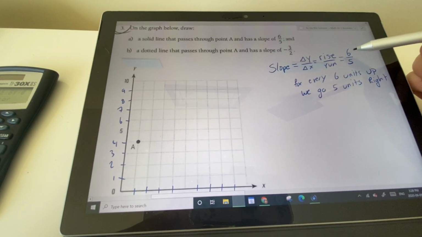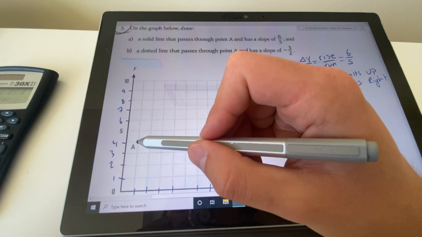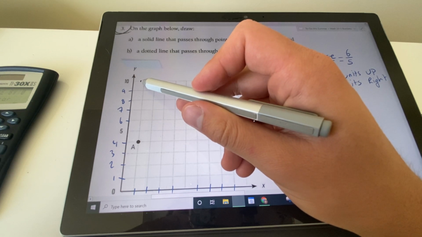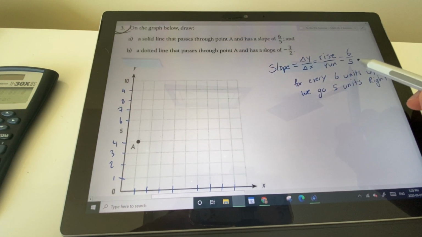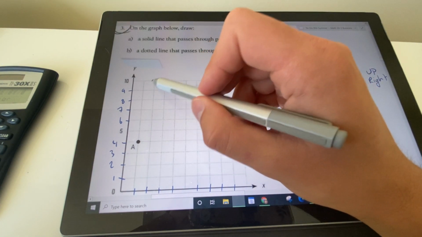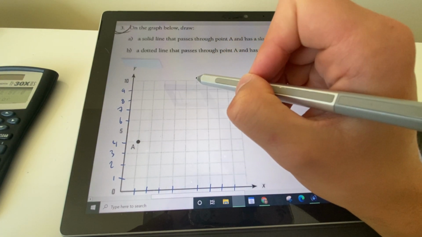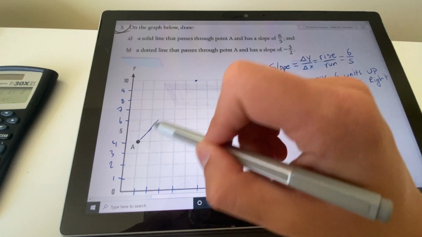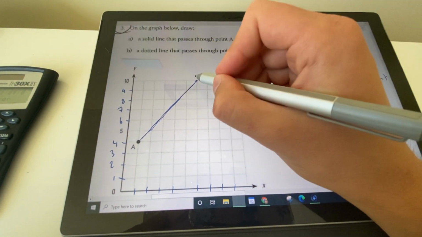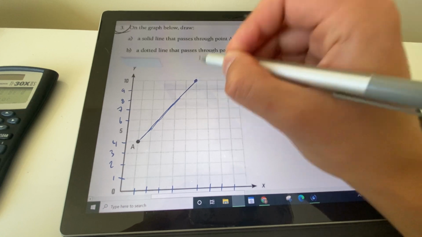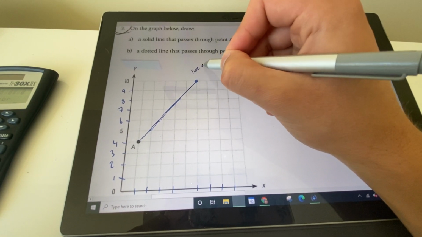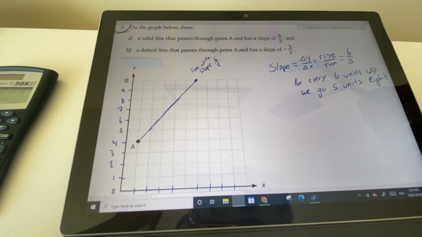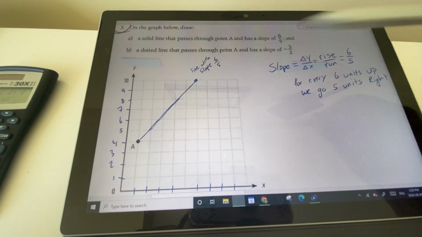So here, starting at A, let's go 6 units up. 1, 2, 3, 4, 5, 6. Now that we've gone 6 units up, we need to go 5 units to the right. So we ended up here, now we gotta go 5 units right. 1, 2, 3, 4, 5. So we can connect this line, and we need it to be solid. And it would look something like that. So this is a line with slope 6 over 5. That's why it's super useful. The rise is 6 units up, 5 units to the right.